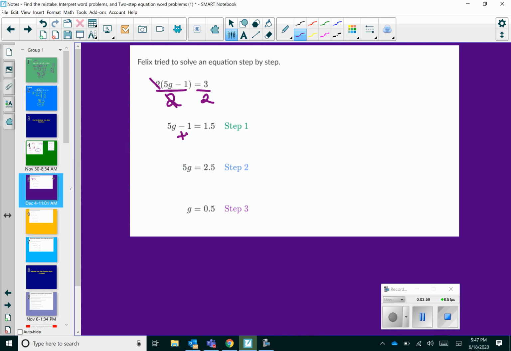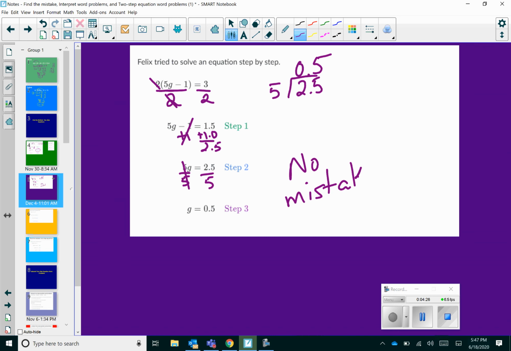Next step is to add 1 on both sides. That would leave me with 5g equals 1.5 plus 1 is 2.5. So step 2 looks good. And then my last step would be to divide through by 5. And 5 into 2.5 is going to give me an answer of 0.5. So there is no mistake in this problem. Everything looked good.